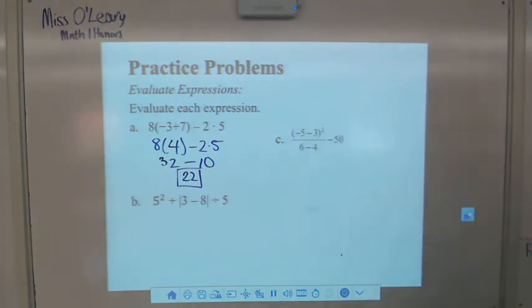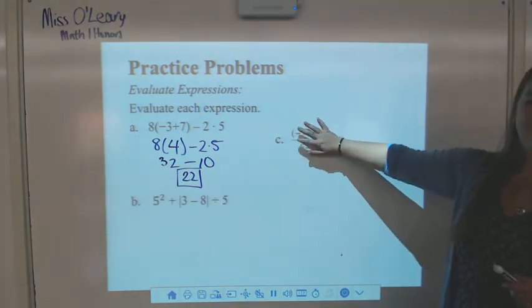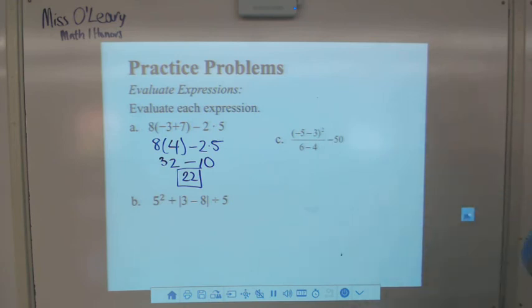Let's make it a little more challenging now. Oh, E and C pop up at the same time. We'll ignore C for now. We'll get there in a minute. My next practice problem here, I have 5 squared plus the absolute value of 3 minus 8, divided by 5.